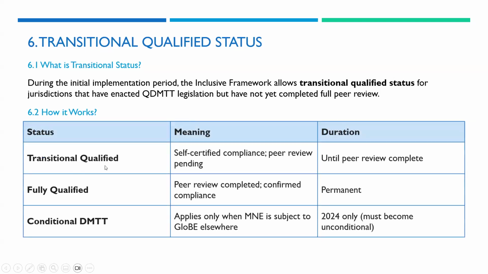So let's say transitional qualified means it is self-certified. I have self-certified that I am fully qualified, but it's pending peer review. Till the peer review is completed, whether it is DMTT or QDMTT, it's called a transitional status. If you are fully qualified, peer review is completed, then you are qualified. And there is something called conditional DMTT also, which we will learn. So, did you understand transitional status of your DMTT?